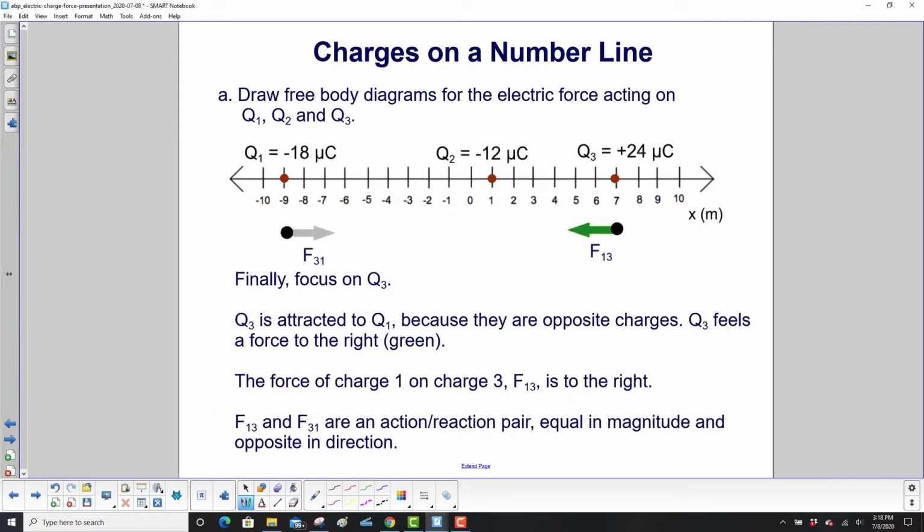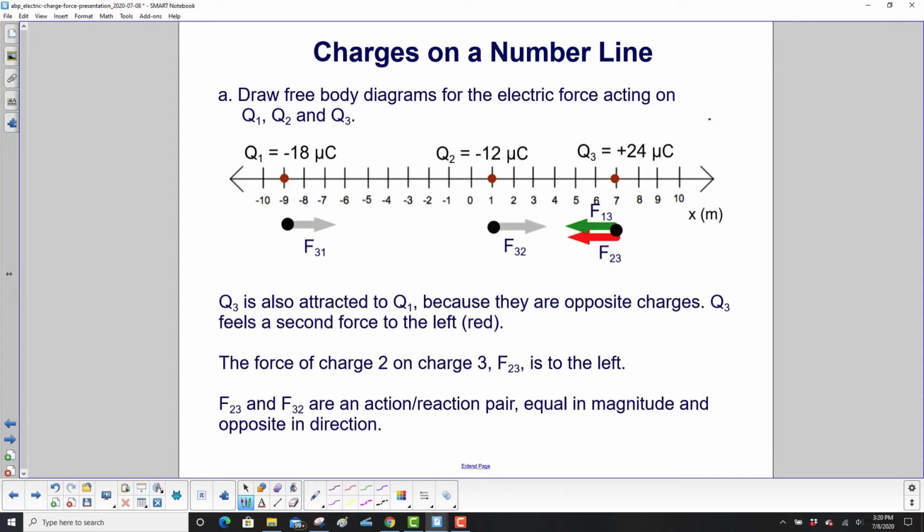And finally, we'll get to charge Q3. We've already shown this force here. Charge 1, which is negative, is attracting charge 3, which is positive. And these two forces, it's an action-reaction pair. They're equal in magnitude and opposite in direction. There's another force on Q3. Okay, Q3 is positive. Here's Q2 negative, so it will attract Q3. So the force of 2 on 3 is to the left. And that just happens to be in an action-reaction pair with the force that 3 exerts on 2, so they will have the same magnitude and different directions.